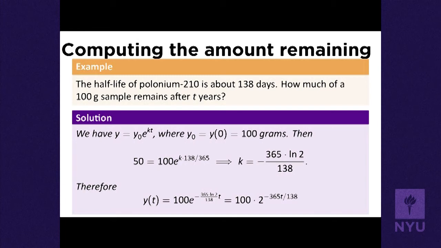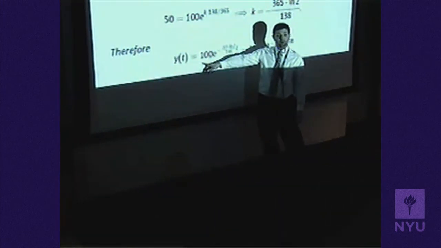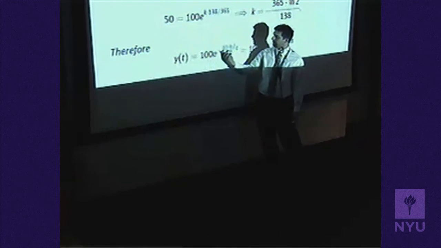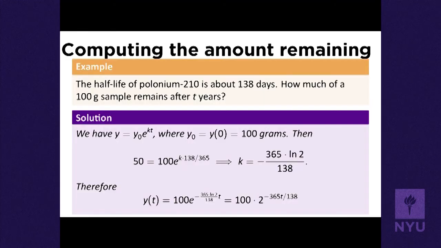And then you just want to plug that into the function's equation in terms of t, 100 e to the k times t. And a nice way to write that is 2 to the minus 365t divided by 138. Okay, why is that nicer? It's like saying 1/2 to the power of the number of half-lives that have elapsed.